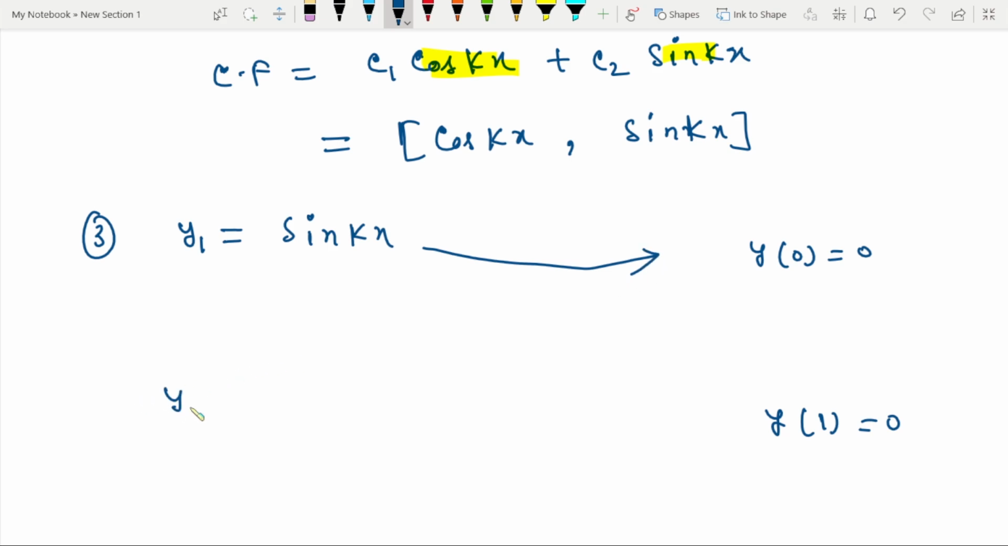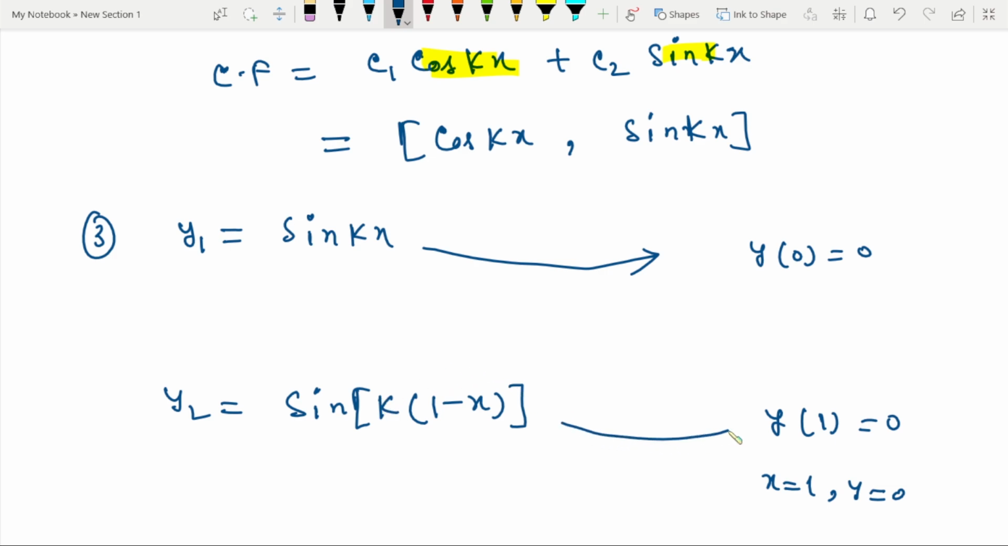Okay, and what will y2 be? What do we take for y2? Cos x? No, cos will not work. We take sin k(1 minus x). Now see, at x is equal to 1, y should be 0. If we substitute x is equal to 1, then the total term becomes 0, so sin 0 is again 0. So again it satisfies our second boundary condition.